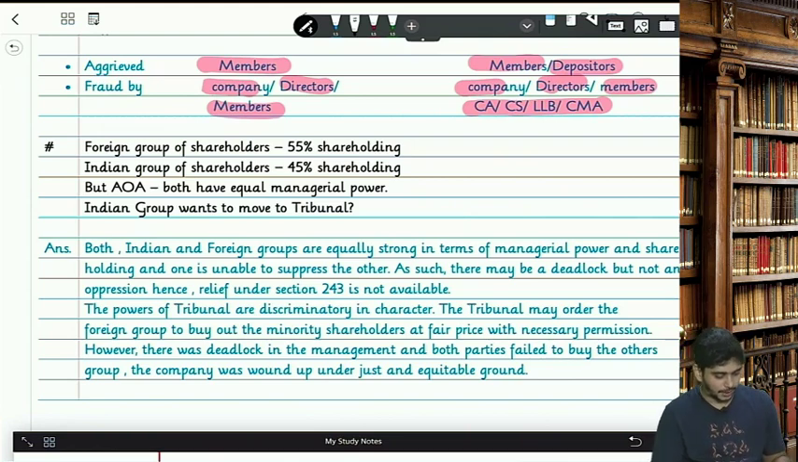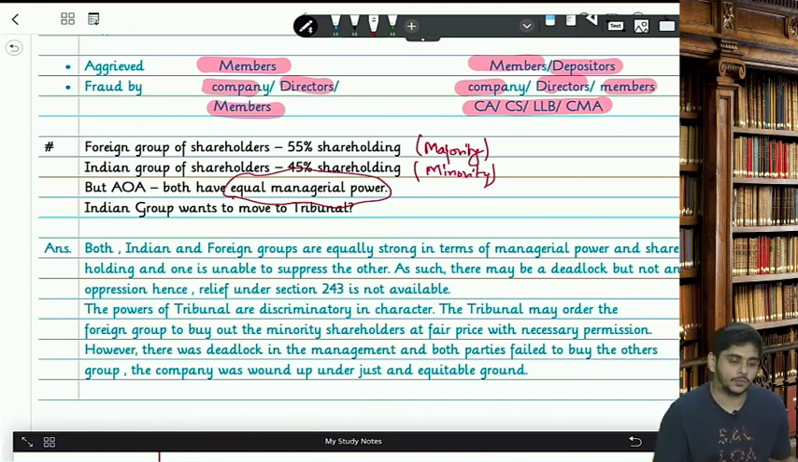So I would say this is a majority shareholding and this is minority shareholding. Okay? Now, but the AOA made it clear that both the groups will have equal managerial power. The AOA made it clear that both the groups will have equal managerial power.